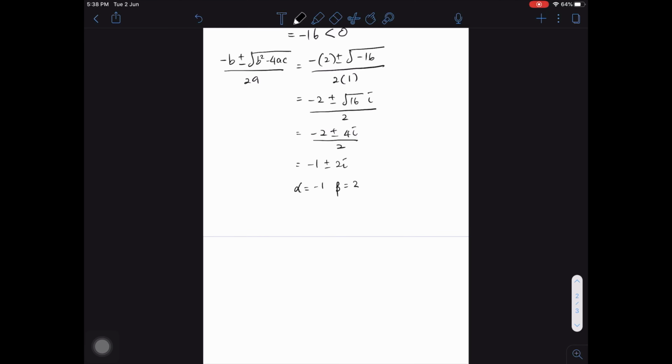So we will have our yc equal to e to the power alpha t, so e to the power negative t, times a sine beta t, so a sin 2t plus b cos 2t. So now this one is our yc.